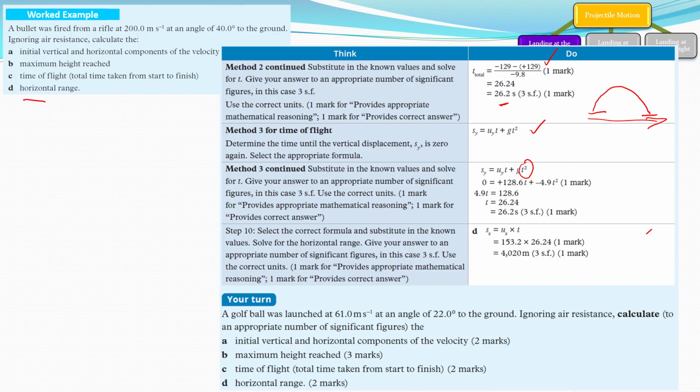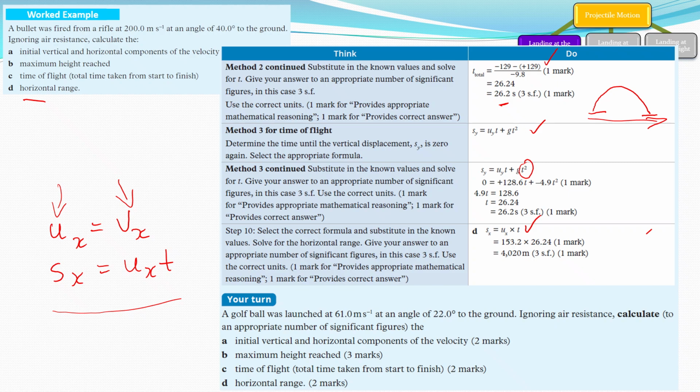Last one, horizontal range. There's only two formulas we've got for the x direction, and that is ux equals vx and sx equals uxt. That's literally the only two formulas we have in the horizontal direction because there is no acceleration. The velocity we start with is the velocity we end with, and our rearrangement and redoing of speed is distance over time. Plug the numbers in.